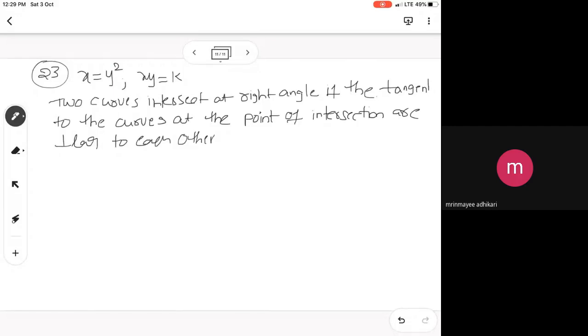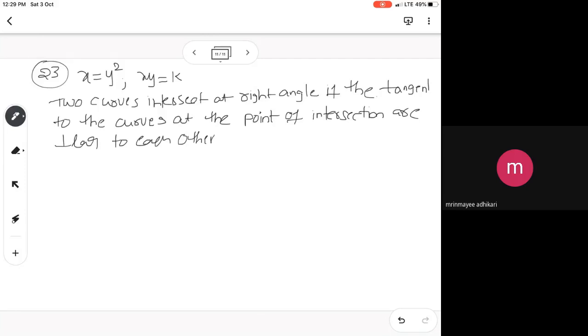So two curves intersect. Curves are intersecting at right angles is nothing but their tangents to be taken into consideration. Their tangents at a point of intersection, where these two are intersecting, that point. This is a very important problem, even from the examination point of view also. Please everyone concentrate. Okay.